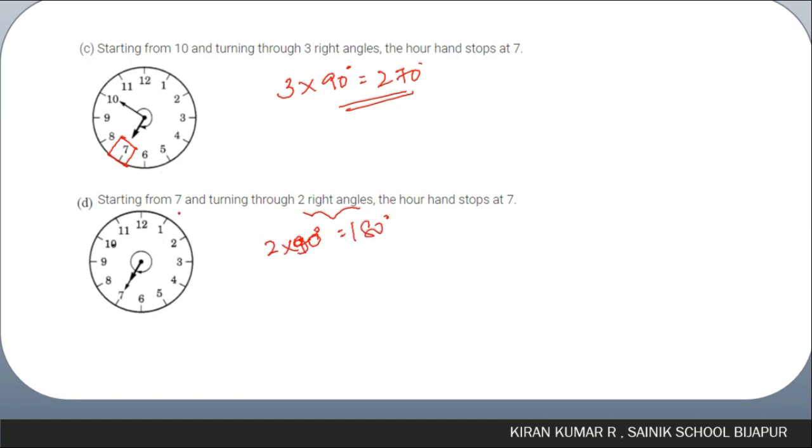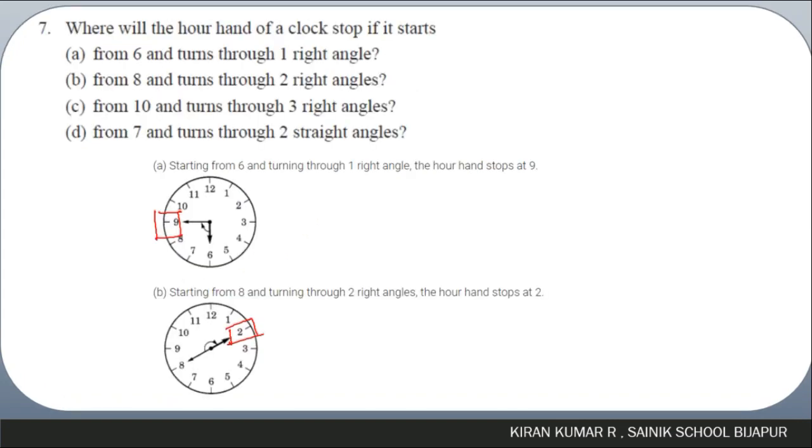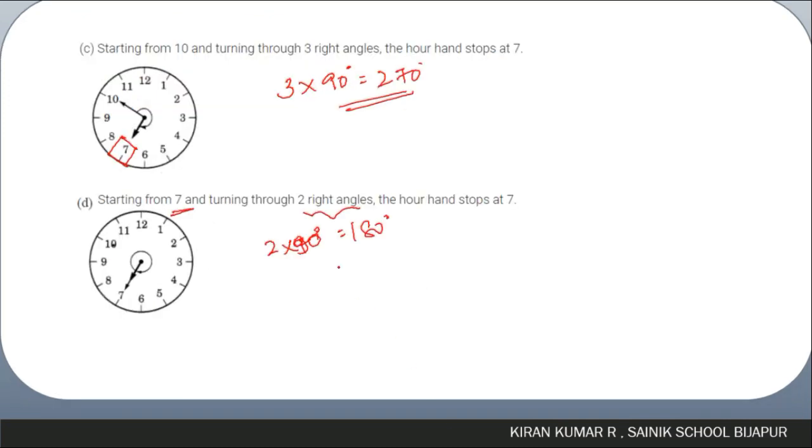Look at the question back. So 2 straight angles, sorry, not right angles, it is straight angles. 2 straight angles refers to 2 times 180 degrees, which is 360 degrees. So it makes one complete revolution, and our hand will stop at 7.